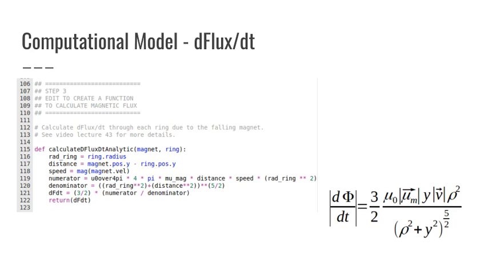After copying my function for the magnetic field of the bar magnet from Lab 3, I worked on the function to calculate the magnetic flux. As you can see on this slide, we're trying to calculate this equation in code. We set the variables for ring radius, distance and speed, and then calculate the numerator and denominator as per the equation for the magnitude of change in flux over time.